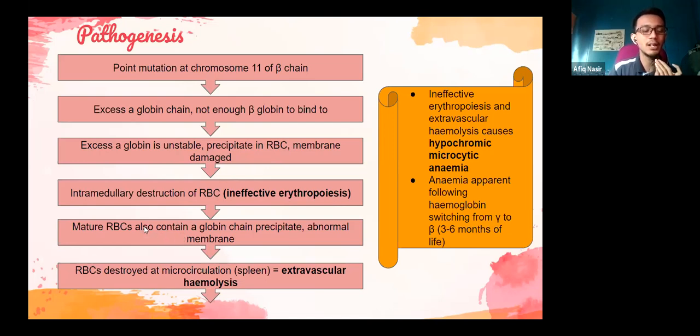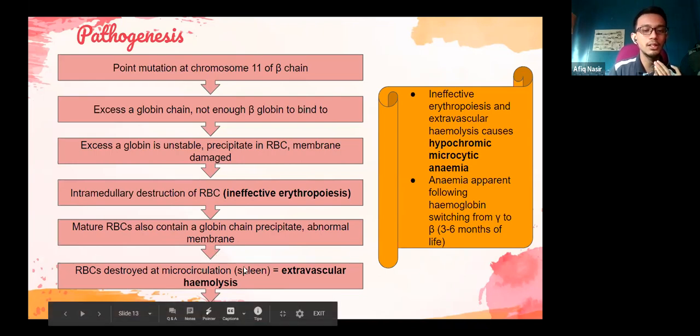However, there are some mature red blood cells produced that will also contain alpha globin chain, and this will cause an abnormal membrane of the RBC. And the abnormal membrane of the RBC will cause extravascular hemolysis when the RBCs pass through the microcirculation, such as in the spleen.